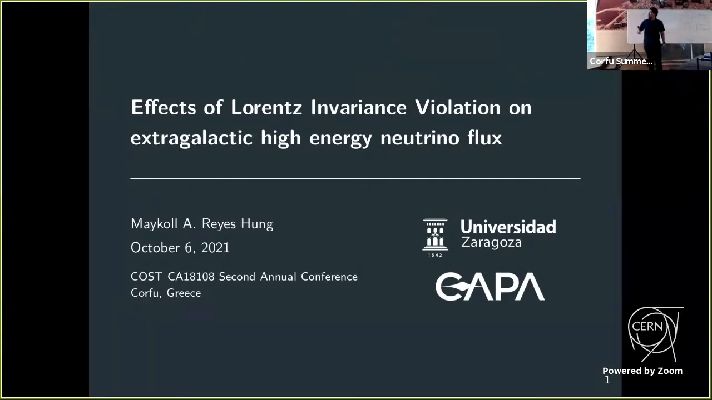My name is Maykoll from University of Zaragoza, and I'm going to talk briefly about the basis of my work with José Manuel Carmona, José Luis Cortés, and Javier Relancio. I'm going to present the basics of a toy model which aims to make some predictions about the effects that Lorentz invariance violation will have in the flux of detected neutrinos.